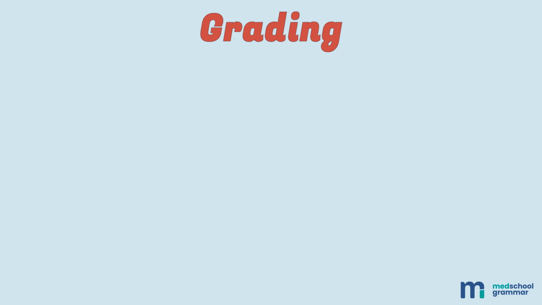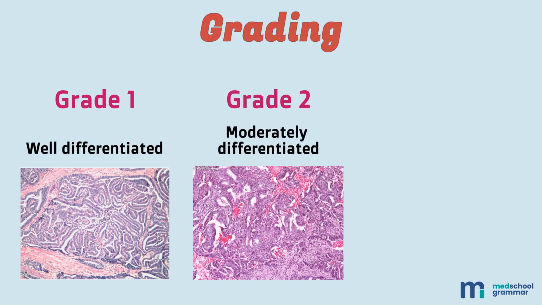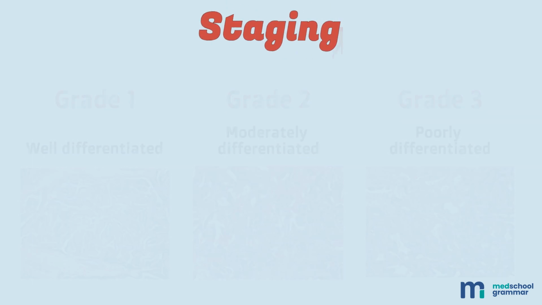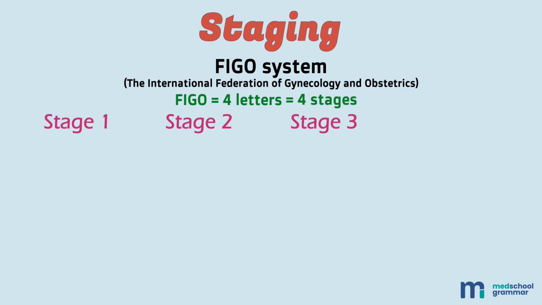Coming to the grading of endometrial cancer, it is divided into three grades. Grade 1, which is well differentiated, grade 2, moderately differentiated, and grade 3, which is poorly differentiated. Now we move to the staging of endometrial cancer, which is done by the FIGO system. FIGO has 4 letters, which helps us remember that there are 4 stages of endometrial cancer. Stage 1, 2, 3, and 4.